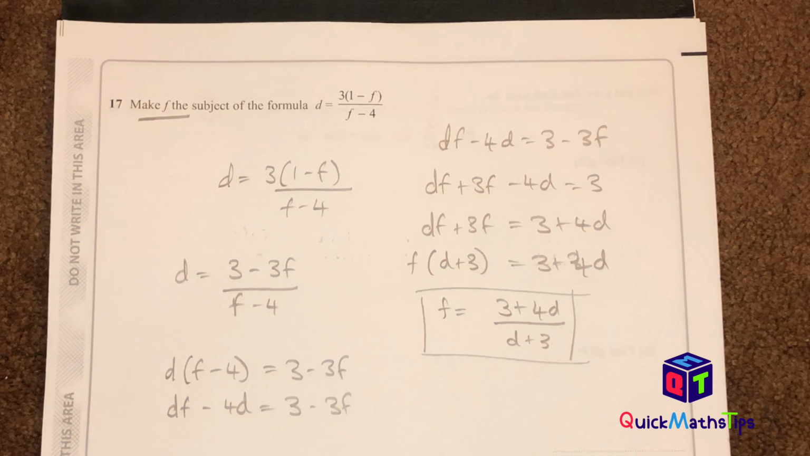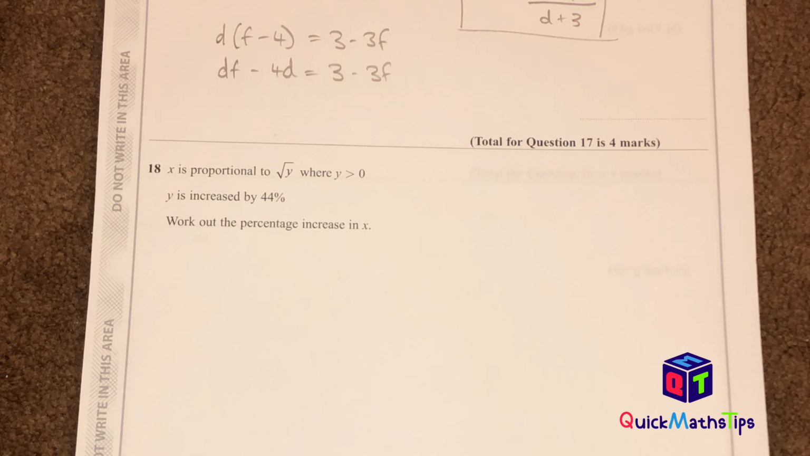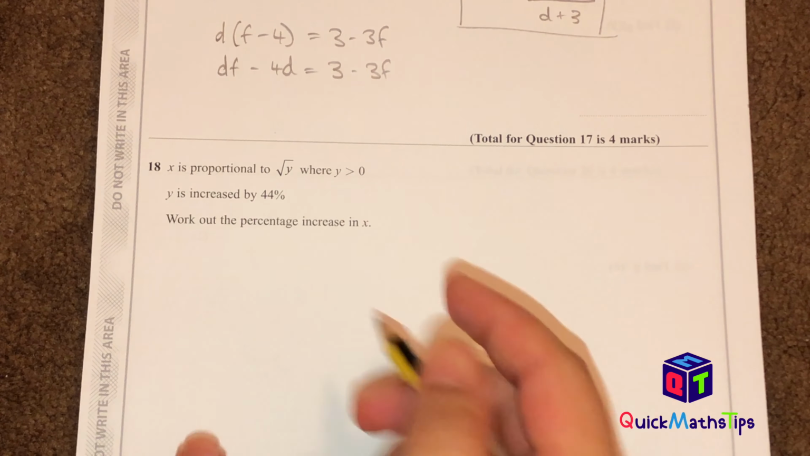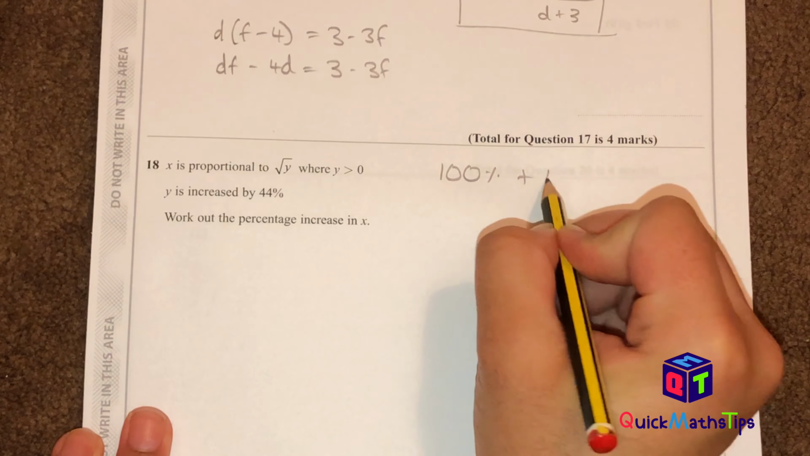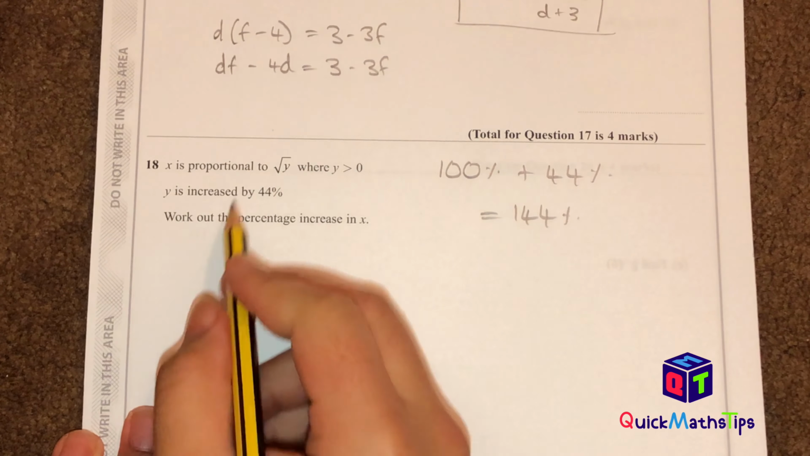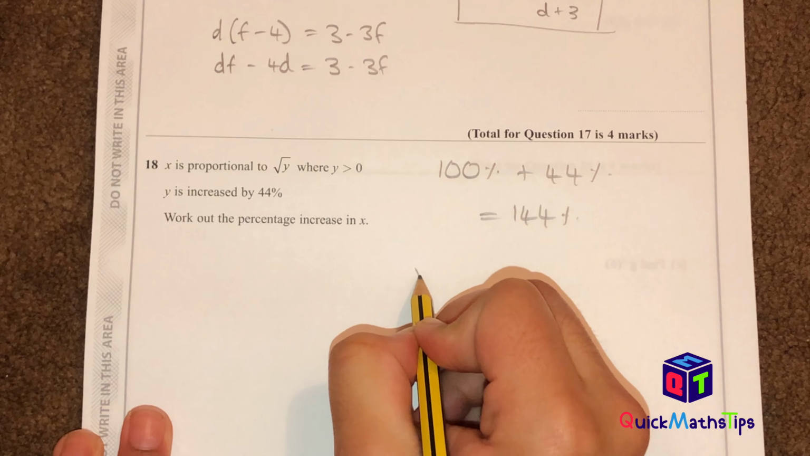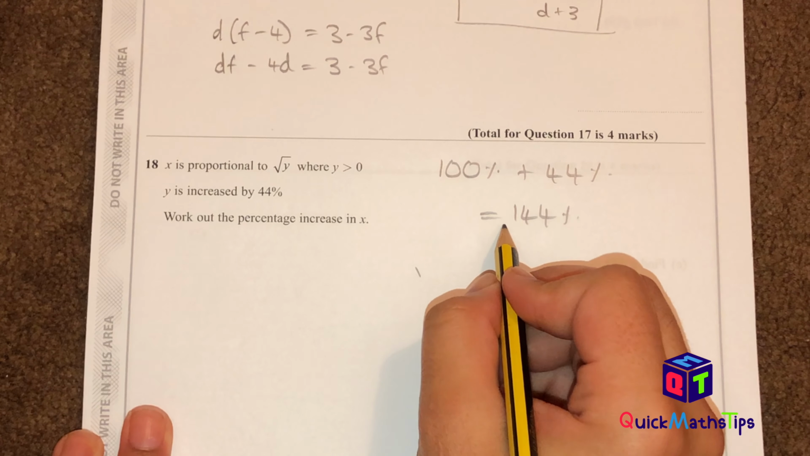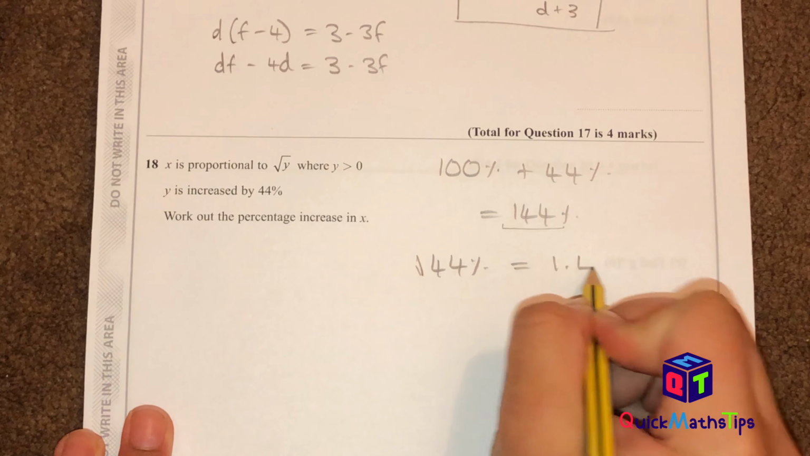X is proportional to root Y, where Y is bigger than 0. Y is increased by 44%. Work out the percentage increase in X. So we started off Y with 100%, and then we added on 44% to it, and we made it 144%. Now the Y is being square rooted, so first we're going to change this into a decimal. So 144% would be written as 1.44.